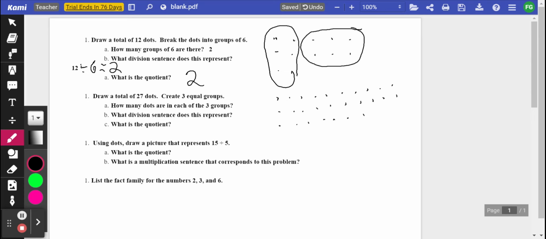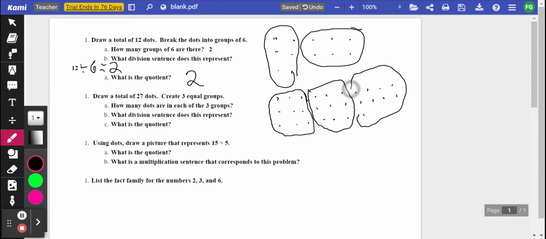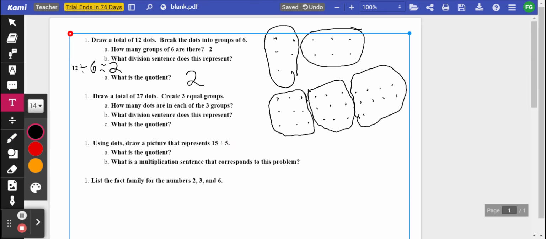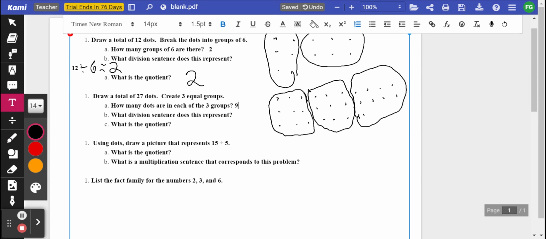Okay, this helps a lot if you already know your math facts, right? So I can think about what I could make 3 equal groups of for 27. And I know that I could do groups of 9, right? So here's a group of 9. Here's a group of 9. 1, 2, 3, 4, 5, 6, 7, 8, 9, and there is a group of 9. Okay, so my question was, how many dots are in each of the 3 groups? And so we just showed that there are 9 inside each one.